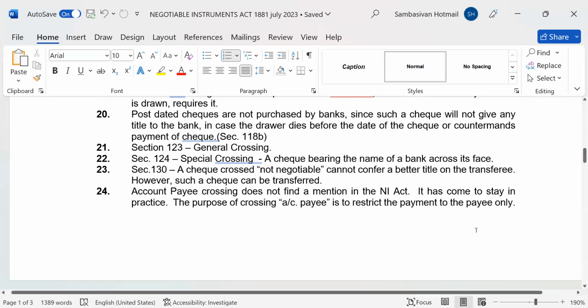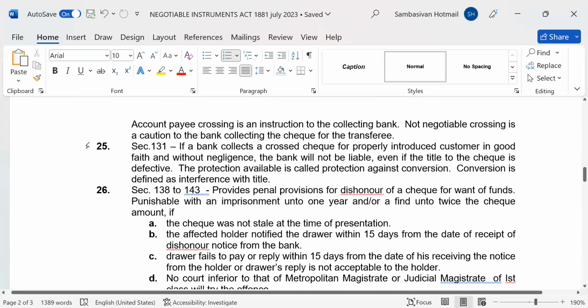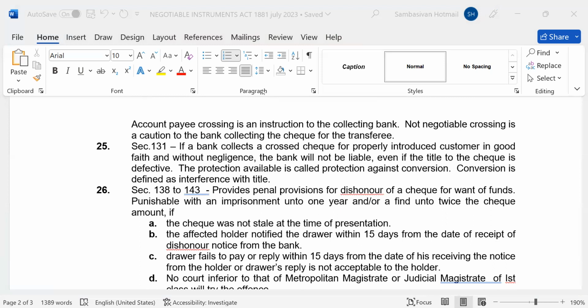Very good. Next, Ravi Kumar. Account payee crossing. Ravi Kumar, you are there? Ravi Kumar is not here, has he gone? Or Manpreet, have you not read it? Why don't you read from here?